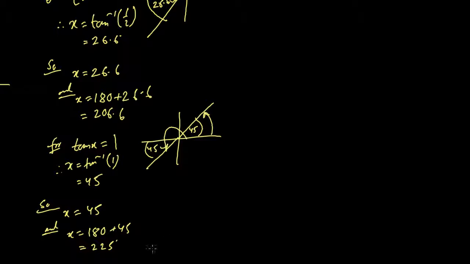Now we can write down the answer. So the answer would be x equals 26.6 degrees, 45 degrees, 206.6 degrees and 225 degrees. So these are the answers, and it's a good idea to write down the answer in ascending order, so the smaller value first and later on the larger value. Another question is, will that be a problem if a little degree sign is not given like this? Well, that will not be a problem at all.